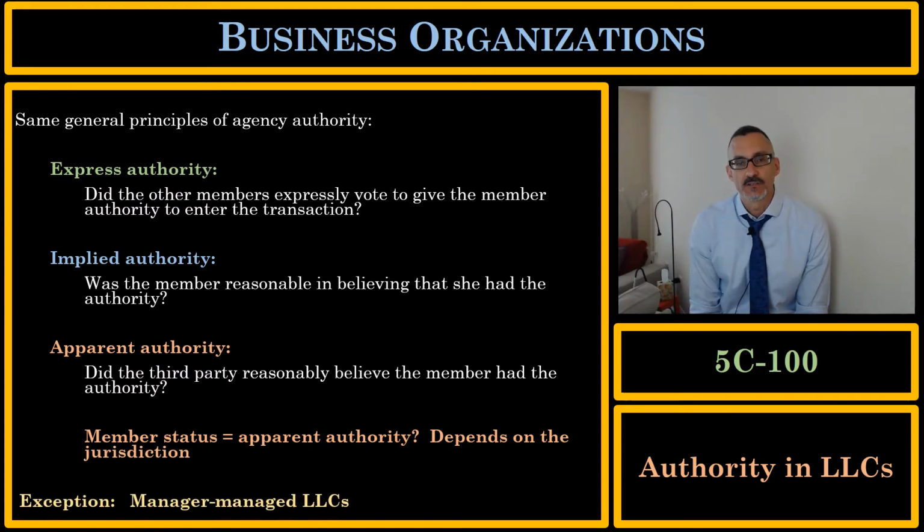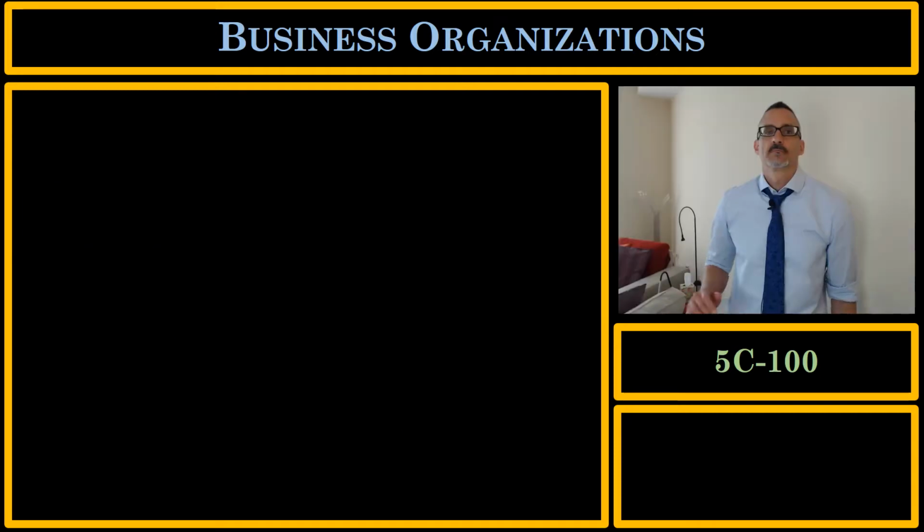There is an exception. The exception is the manager-managed LLC. When we have a manager-managed LLC, the authority to bind the limited liability company is with the managers, not the members. And so we'd ask the same questions that we asked about the members with respect to express authority, implied authority, and apparent authority. Instead of asking about whether the member had the authority, we'd ask this about the managers.